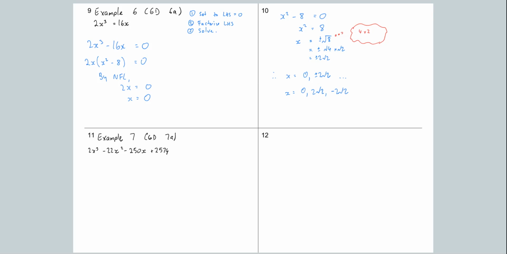Okay, like I said, it's a short video, this one, so that will do for example 6. Example 7, if you have a look in the textbook, is all about calculator usage. So get your calculator ready, and next video we'll have a look at example 7.